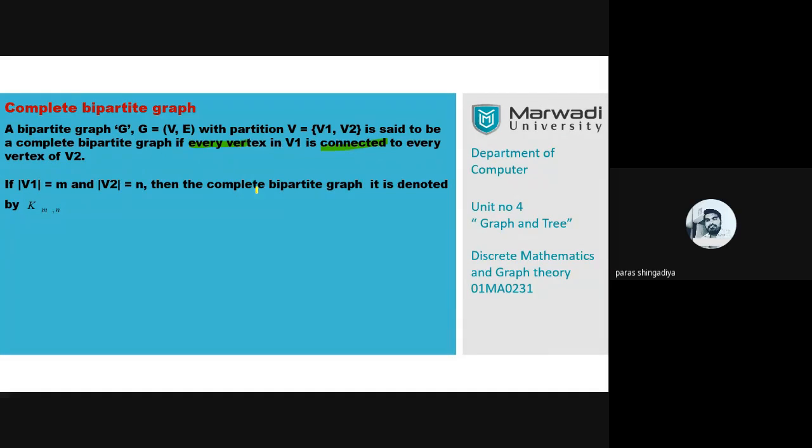Every vertex, you have to consider each vertex of V1 should be connected to each vertex of V2. So that is known as a complete bipartite graph that we will discuss. The notation for that is K(m,n), where m means the number of vertices in the first partition and n means the number of vertices in the second partition.